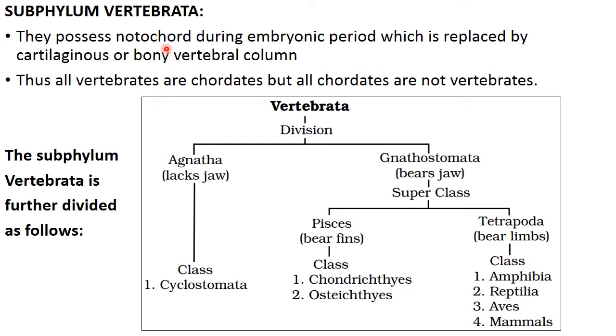They just have the notochord throughout their life. So that's why this statement says that all vertebrates are chordates. They are, because they have the notochord which is replaced by the vertebral column, but all chordates are not vertebrates, because all chordates, that is protochordates, do not have a vertebral column. Now coming to the classification of the subphylum Vertebrata, it is further divided as follows.